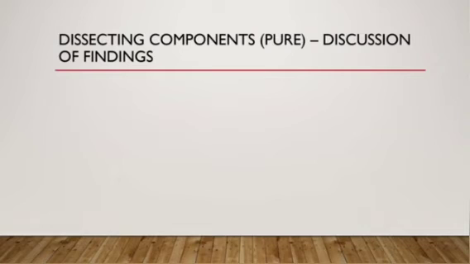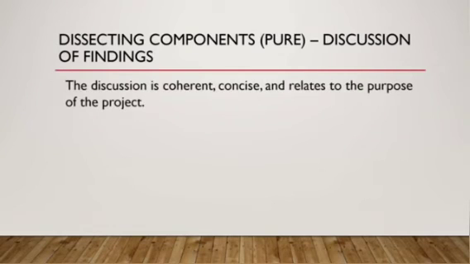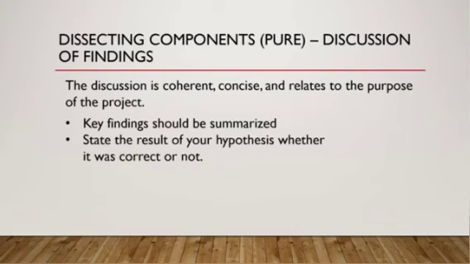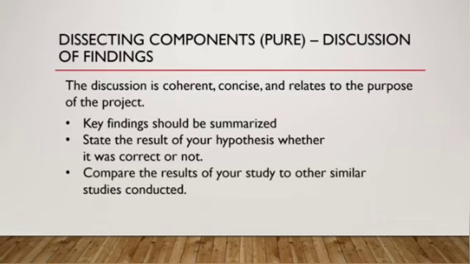Now let us look at the component discussion and findings. Marks are awarded if the discussion is coherent, concise, and relates to the purpose of the project. In writing up your discussion, you should ensure that key findings are summarized. You should state your hypothesis, whether it was accurate or inaccurate. You should also compare the results of your study to any similar studies that have been conducted by notable people in the profession. Finally, you should discuss future potential for research.